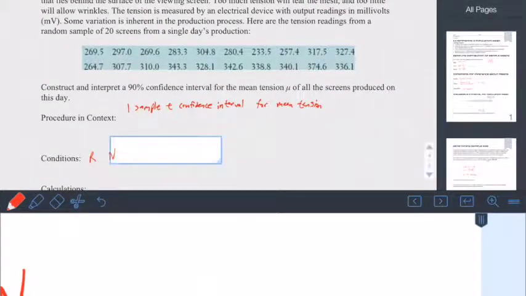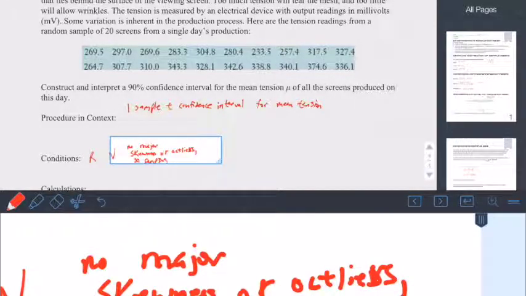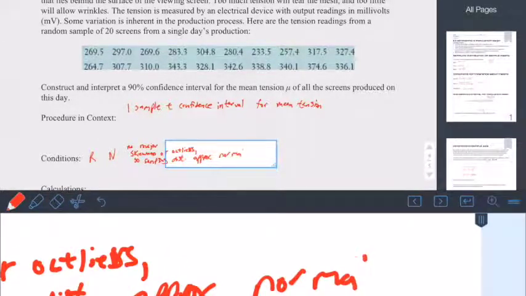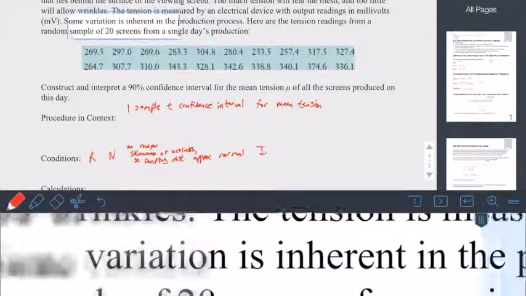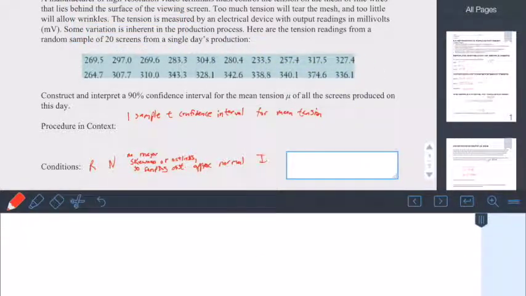So if we're going to do that and use this, we should probably draw a sketch somewhere on here. I'm not going to do that right now because we don't have that much time, but no major skewness or outliers. So the sampling distribution will be approximately normal. And independence, these 20 tension readings need to be less than all tension readings that day, and we can make that assumption.